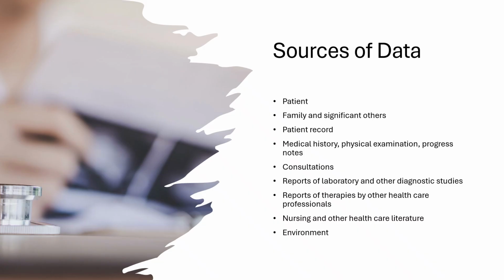Key sources include the patient, which is the primary and often most reliable source. Be mindful of communication barriers, emotional distress, or cognitive limitations. Always encourage direct input from the patient when possible. Another source of data is family and significant others. This one is useful when the patient is unable to communicate fully. Ensure consent and confidentiality when collecting data from support persons.